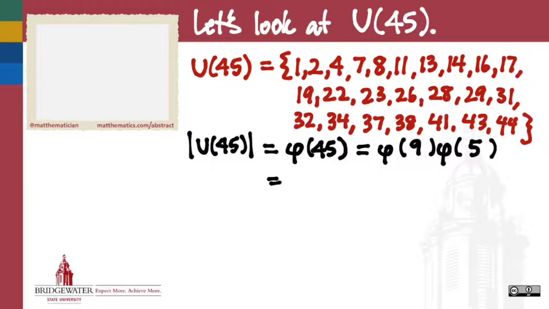So phi of 5, because 5 is prime, how many numbers less than 5 are relatively prime to 5? 4 of them. Yeah, exactly. 1, 2, 3, and 4. All of them will be relatively prime to 5.